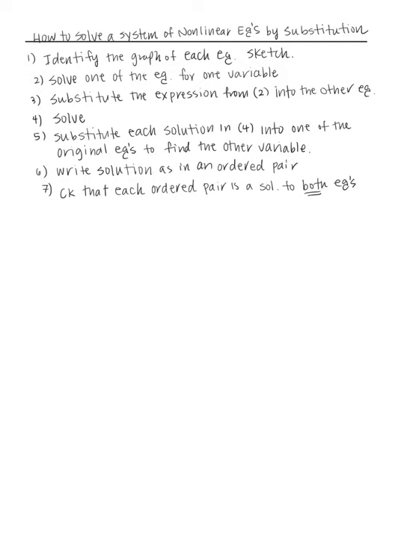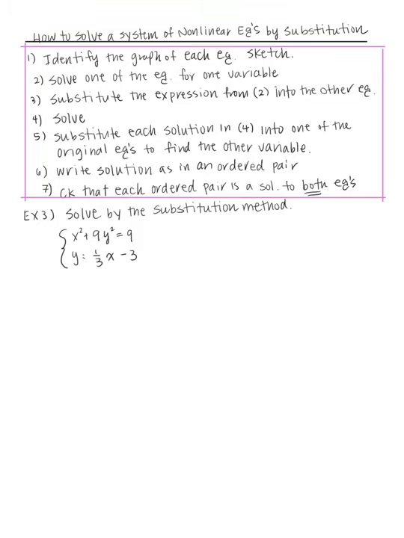You're like, what? Right? Don't worry, we're going to do some examples in a minute. Step 6, write the solution as an ordered pair. Step 7, check that each ordered pair is a solution to both equations. Not just one, you have to check both.